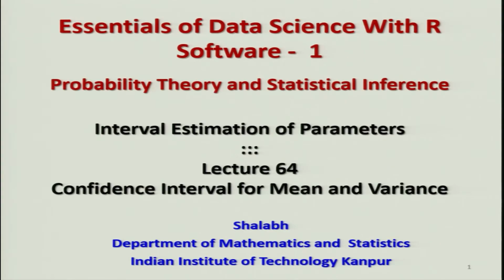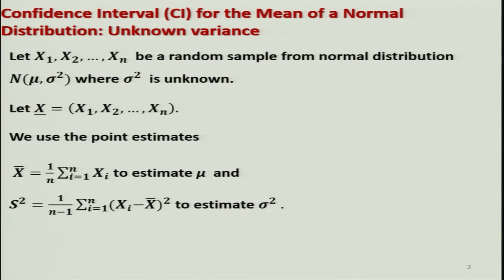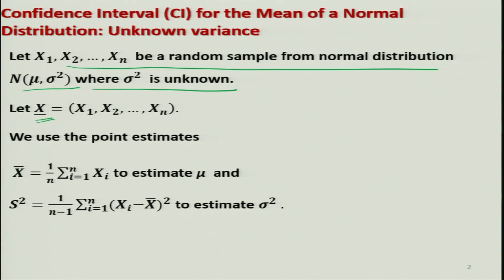Let X1, X2, ..., Xn be a random sample from the normal distribution, normal mu sigma square, where sigma square is now unknown to us. Let us denote X1, X2, ..., Xn by X underscore for simplicity. You know how to estimate the parameters mu and sigma square as point estimates.